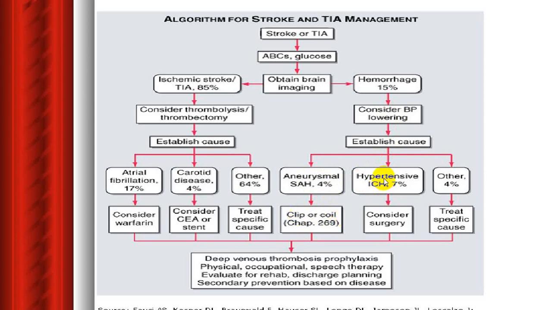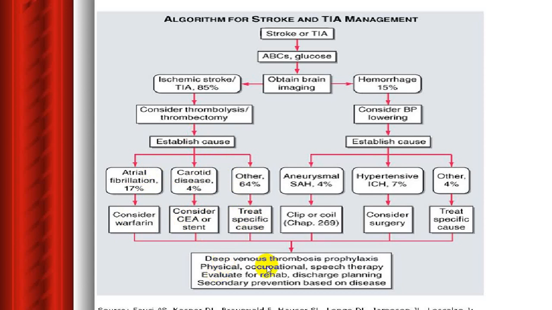In case of a hypertensive intracranial hemorrhage, you might require surgical intervention, and if it is because of some other causes, you can treat accordingly. While in case of an ischemic stroke, diagnosed after CT without contrast, consider thrombolysis or thrombectomy, particularly in case of atrial fibrillation followed by anticoagulation. In carotid artery disease, you can go for endarterectomy or stenting, and depending upon the etiology, you can go for specific treatment.